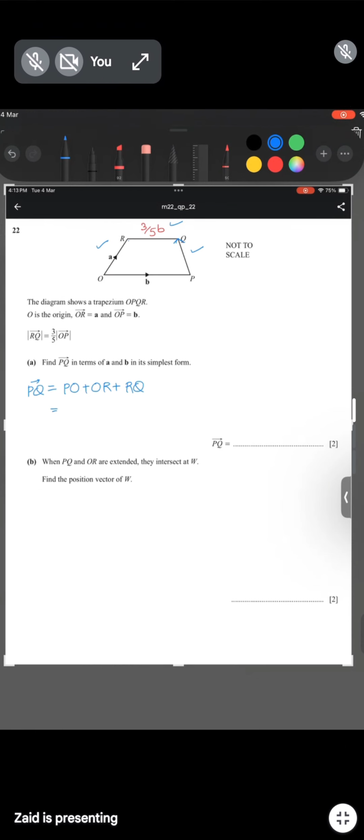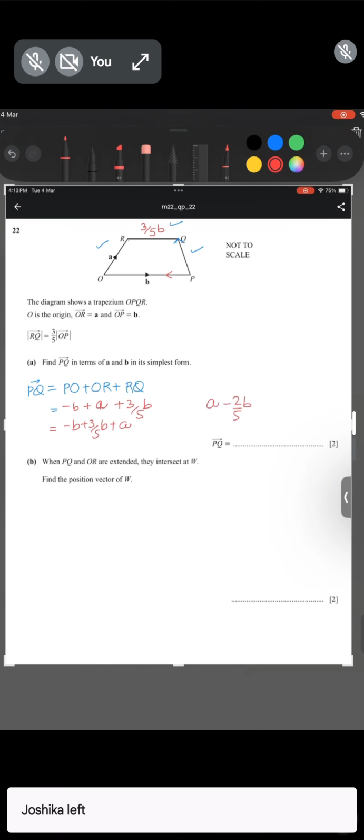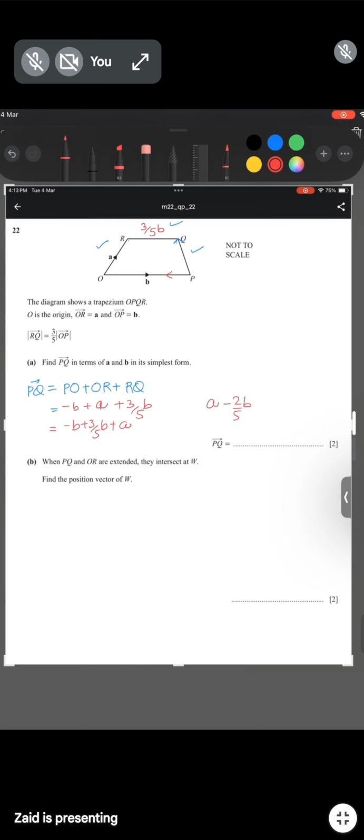So PO, I have to go in the reverse order, is going to be negative B, plus OR in the direction, A. And RQ I just figured out, it's 3 upon 5B. So B is together: 5 ones are 5, minus 5 and plus 3. So it's going to be A minus 2 upon 5B. If you're having a problem in this, just look at it: minus B plus 3 upon 5B. So you take the LCM, minus 5 plus 3 over 5 and B. So you're getting negative 2 over 5B. So this is PQ.